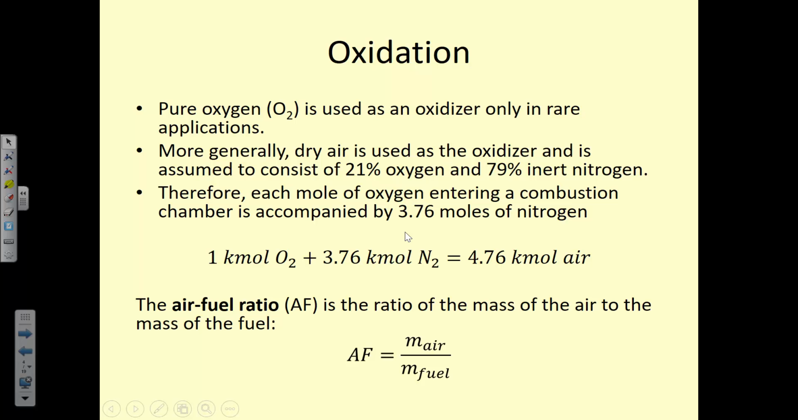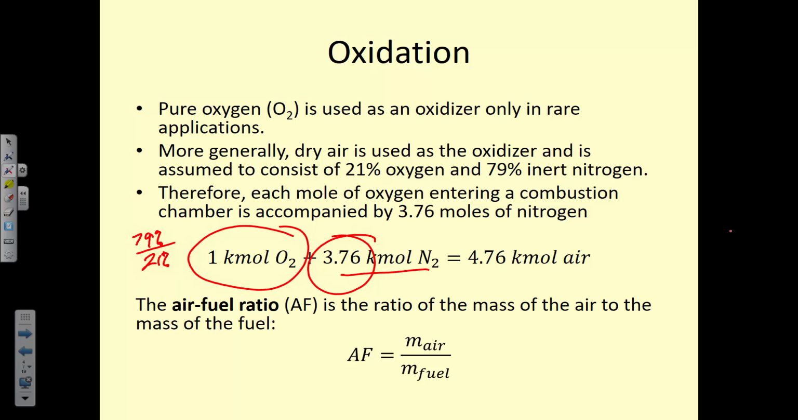Because air is 21% oxygen and 79% nitrogen, when we analyze this oxidation equation, it comes in with 1 kilomole of oxygen and 3.76 kilomoles of nitrogen. That 3.76 term comes from 79% divided by 21%. So when we're analyzing any kind of oxidation equation, we just assume that for every kilomole of oxygen, we're going to have 3.76 kilomoles of nitrogen. That gives us a total of 4.76 kilomoles for air.